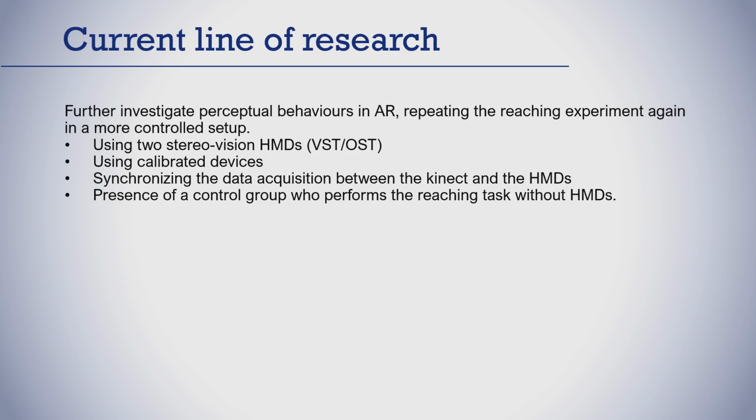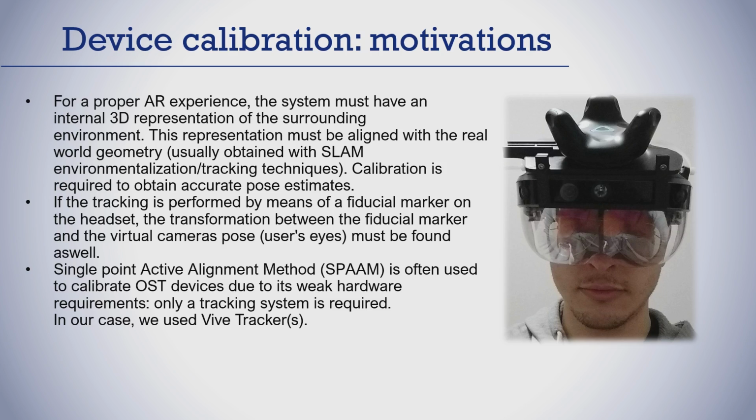So my work right now is to perform again these experiments, but in a more controlled way. By using 2 more similar devices, both of them will be binocular, and each time a user performs the experiment, he will have to calibrate based on his own optical system, basically. The data acquisition system will be synchronized between the Kinect and the devices, and also with the control group to work as a ground truth to remove the biomechanical factors out of the equations.